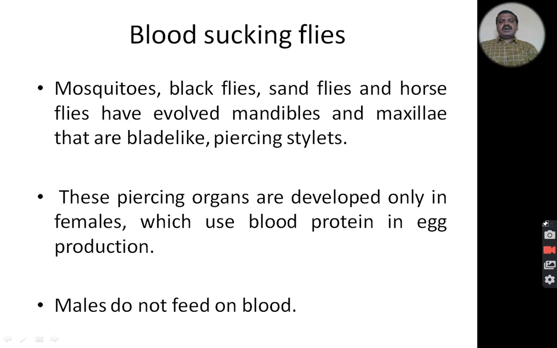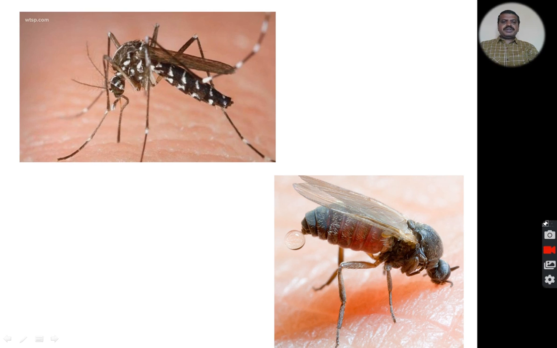These piercing organs are developed only in female mosquitoes, which use the blood protein in egg production. Males do not feed on blood. Males are not blood sucking as far as the true dipterans are concerned. The mosquitoes.